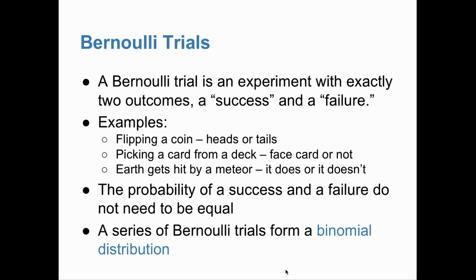The probability of success and failure do not need to be equal. There just has to be only two outcomes. And usually, for most events, we can make it be only two outcomes depending on how we phrase things. So, like, rolling a die has 6 outcomes. But if I say getting an even number on a die versus getting an odd number, or getting a 1 versus not getting a 1, then I have changed that to be 2 outcomes, and that is a Bernoulli trial. And this is important because a series of Bernoulli trials form a binomial distribution.